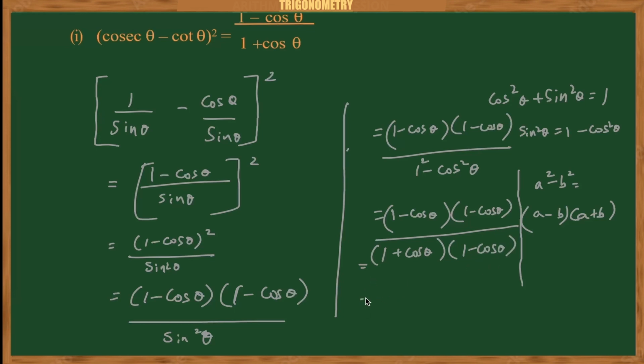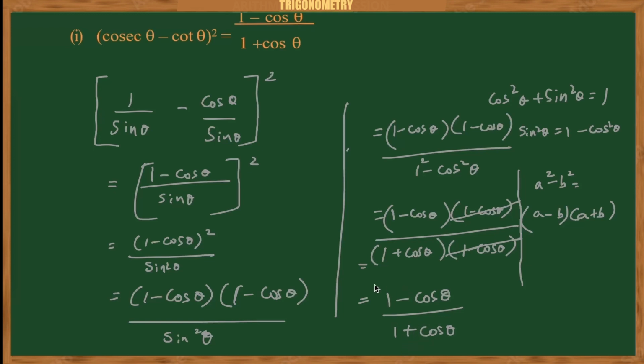Okay, so further looking at this, we can see that there is 1 cos theta here, so this can be divided. Here we are almost getting near to the right hand side. So this is 1 minus cos theta divided by 1 plus cos theta. So from the left hand side we got the value. This is how we can represent it.